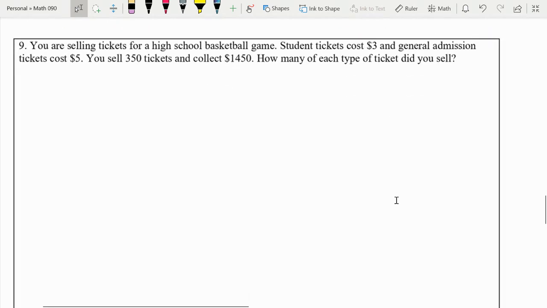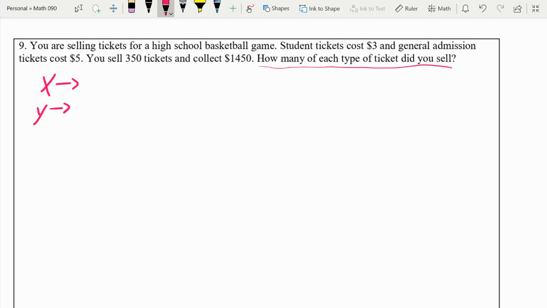Number 9. Again, what am I looking at? Right away, I didn't even read the problem. How many of each type of tickets did you sell? All right, so I know I'm selling some type of tickets. So X and Y. Now I do have to read the problem a little bit.